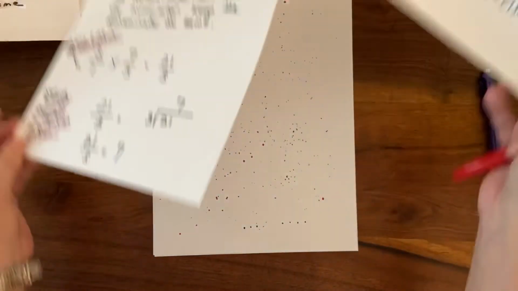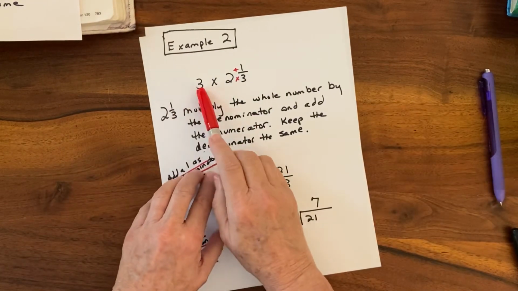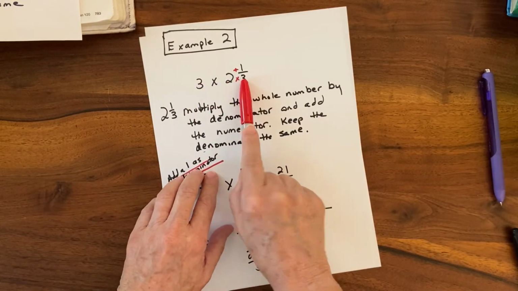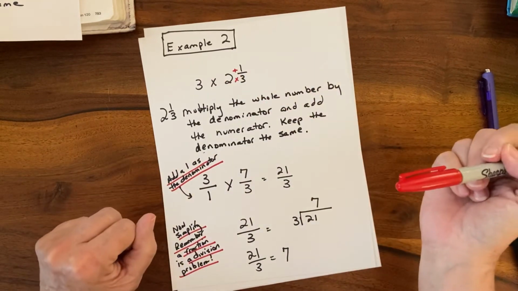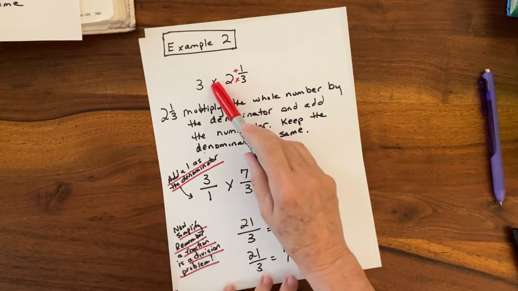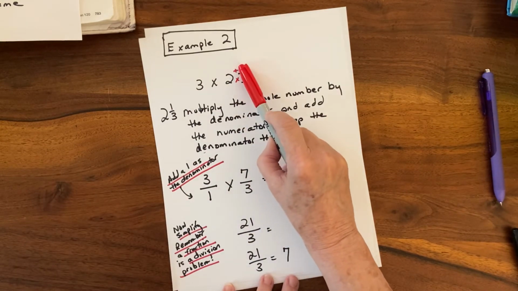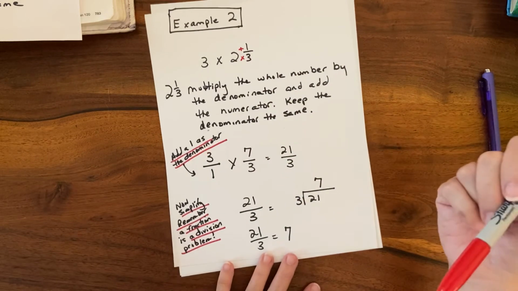Oh, one more. Okay, example 2. They gave me a whole number times a mixed number. Okay, remember, can't do it. Got to change it to an improper fraction. And that's not even a fraction, so we'll have to change that one too. So 2 times 3 is 6, plus 1 is 7. Keep the denominator the same, so it turns into 7/3.